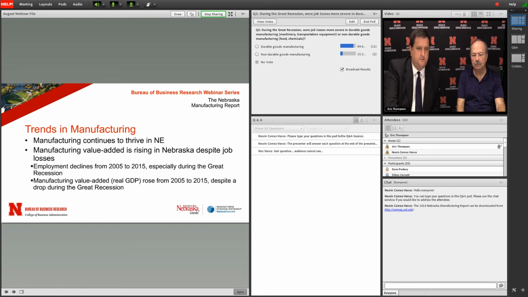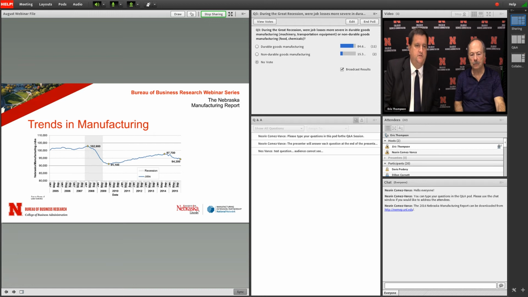Okay, let's look at some specific graphs showing these results. These are trends in manufacturing employment in Nebraska. What you can see is employment is down about 5,000 or 6,000 jobs between 2005 and 2015. There was a big drop. About 12,000 jobs were lost during the Great Recession, or right after it. But then employment started to grow again in the state, sort of a rebound. We were able to get some of those lost jobs back as the manufacturing sector started to expand again.